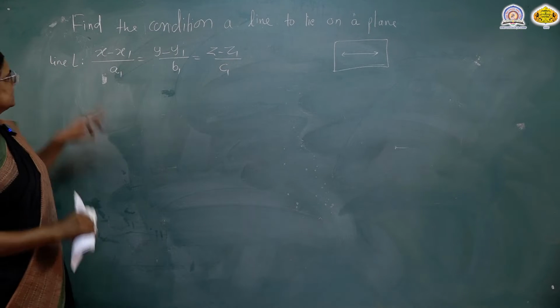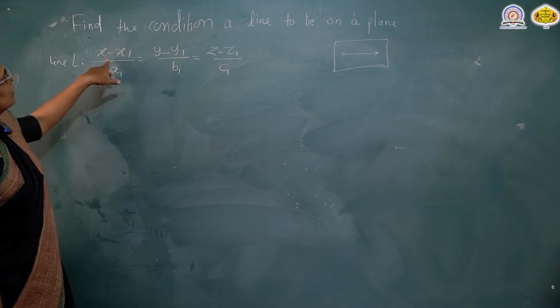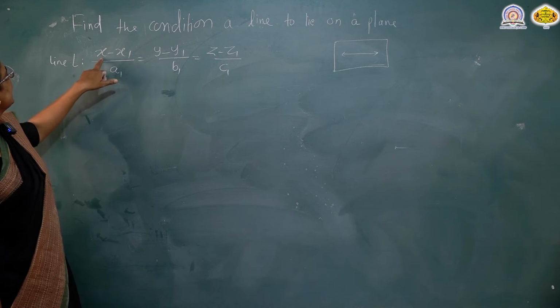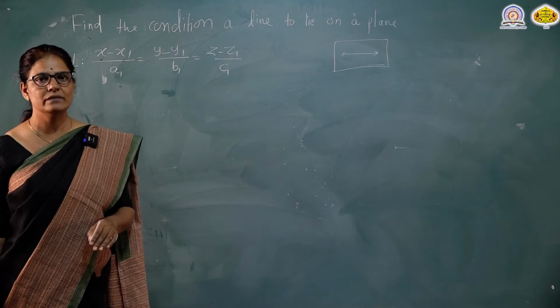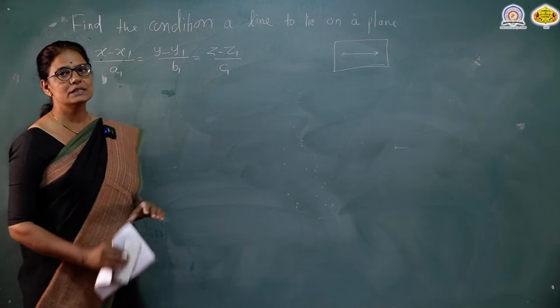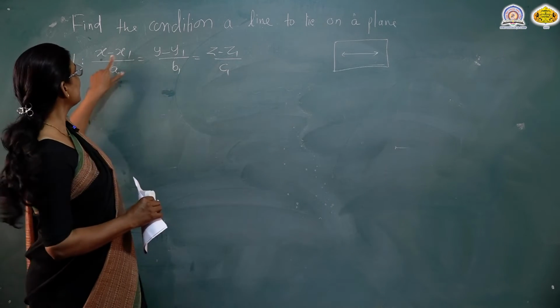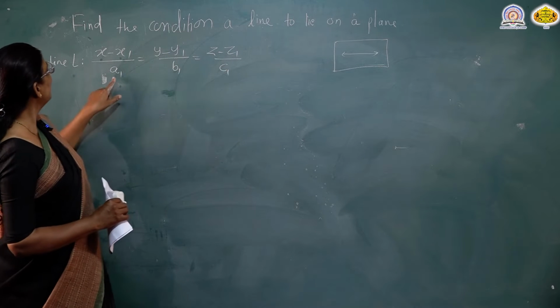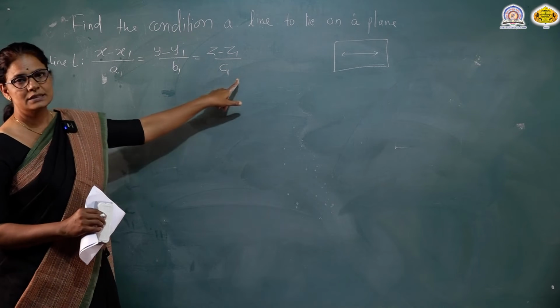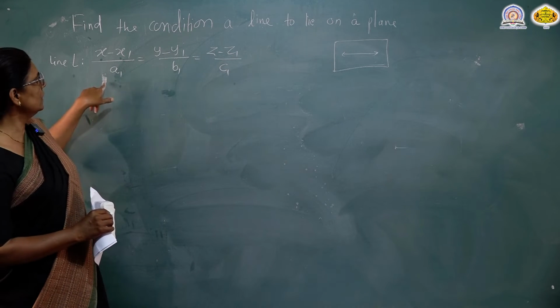So suppose we denote this line as L, and we consider its symmetrical form: (x minus x1) upon a1 equals (y minus y1) upon b1 equals (z minus z1) upon c1. Here the line is passing through the point (x1, y1, z1) and having DRs a1, b1, c1. These are the DRs of the line.